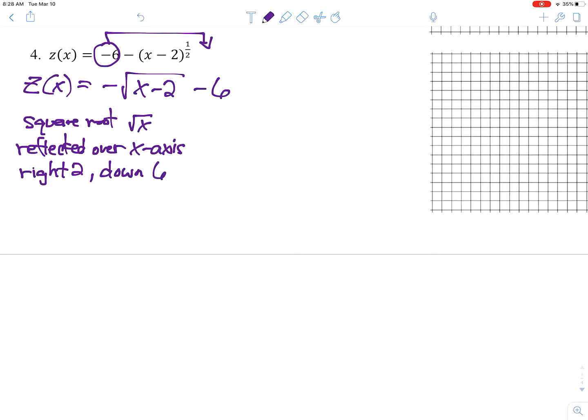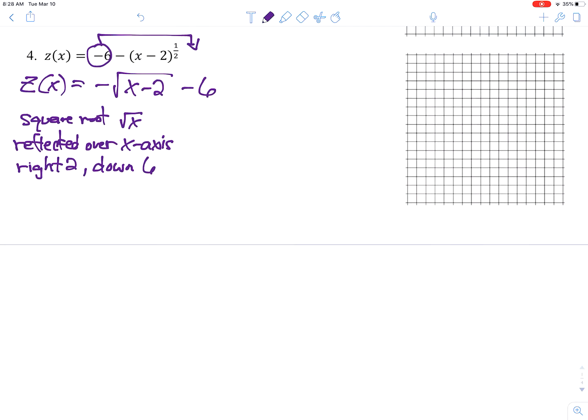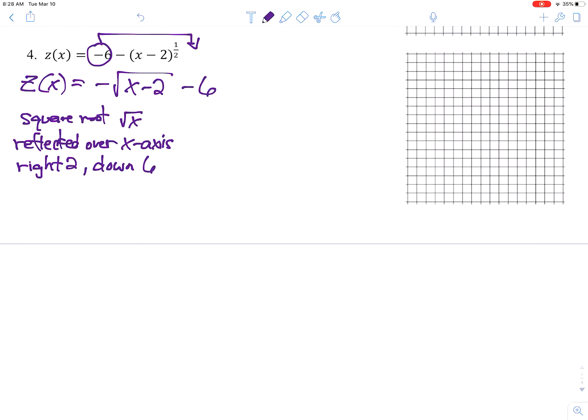I'm going to do first a visual one before I even put it on the graph and kind of analyze what's going to happen. I take the square root function. I just think of it like this. I'm going to put dots there to think of my important points, but I'm not even going to worry about graphing them yet. That's my square root function. Then I'm going to think about reflecting over the x-axis. So now it's going this way. It's been flipped over the x-axis. And then I think of going right 2, down 6.